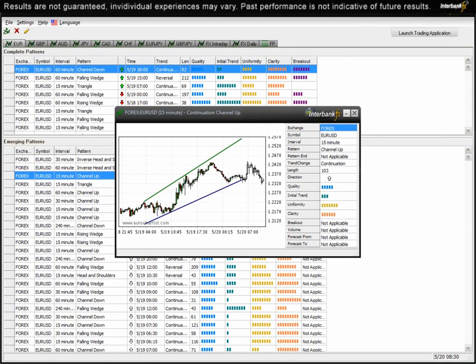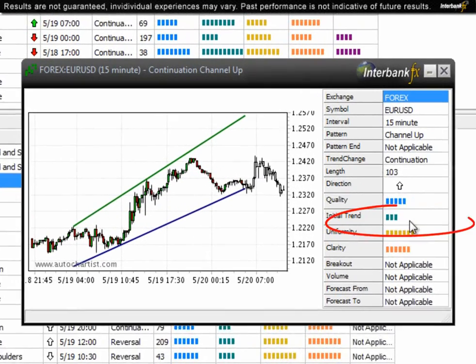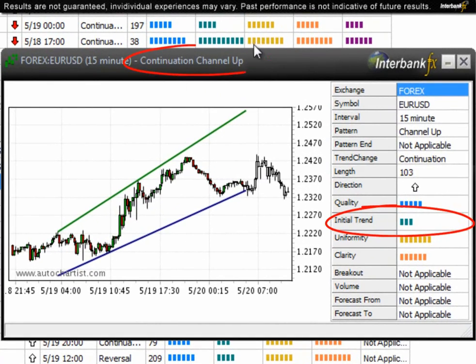So with this 3-bar initial trend reading accompanying the continuation channel up, here's where the initial trend gives me an idea, narrows down the possibility for what type of strategy I should apply to this pattern. 3 bars, 1 to 3 bars indicates accumulation, a sideways market. As I mentioned before, 6 to 10 bars would really suggest the likelihood for continuation, either off the support of the channel up or up through the resistance of the channel up.